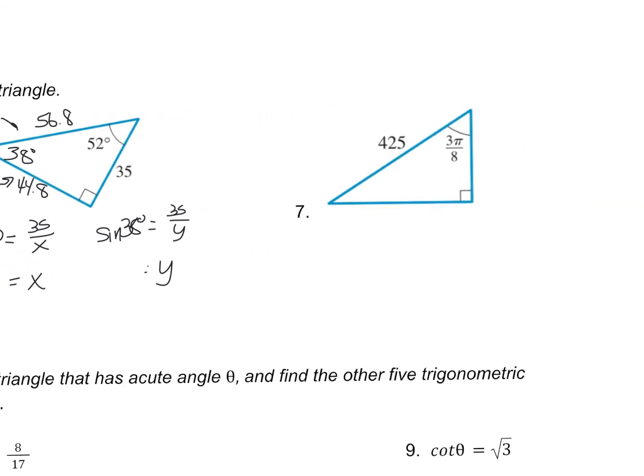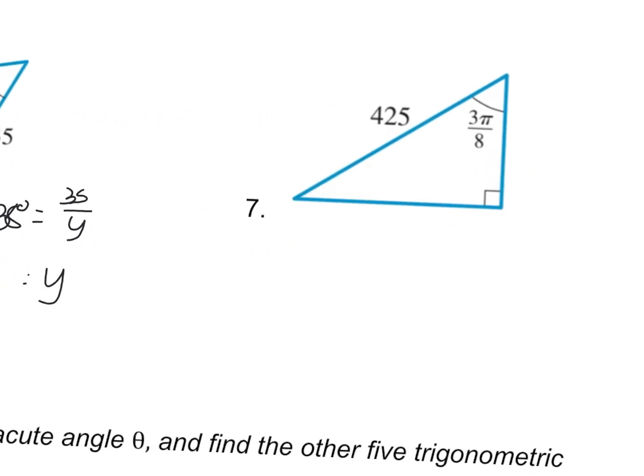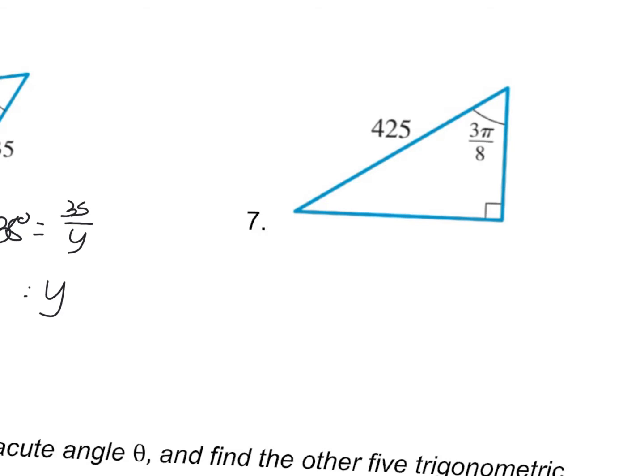Let's look at number 7. Number 7 is in radians, so that's 3 pi over 8. Now in radians, think about this. All 3 angles in degrees add up to be 180. 180 in radians is pi, so all 3 angles here have to add up to be pi. So the 90-degree angle is pi over 2. Because this is already 3 pi over 8, pi over 2 is really 4 pi over 8. So those 2 angles together give me 7 pi over 8, which means this angle down here has to be 1 pi over 8.